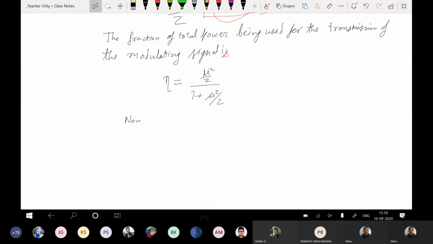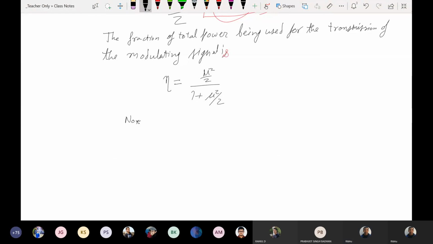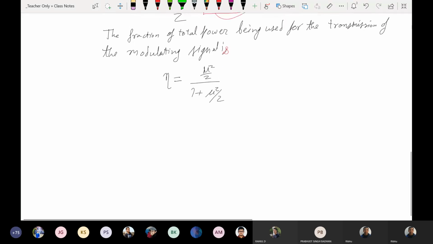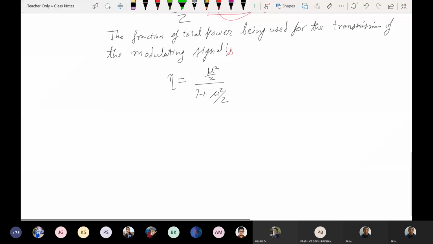Now since mu is strictly less than 1, or mu is less than or equal to 1, eta max equals half over 3, which is one third.